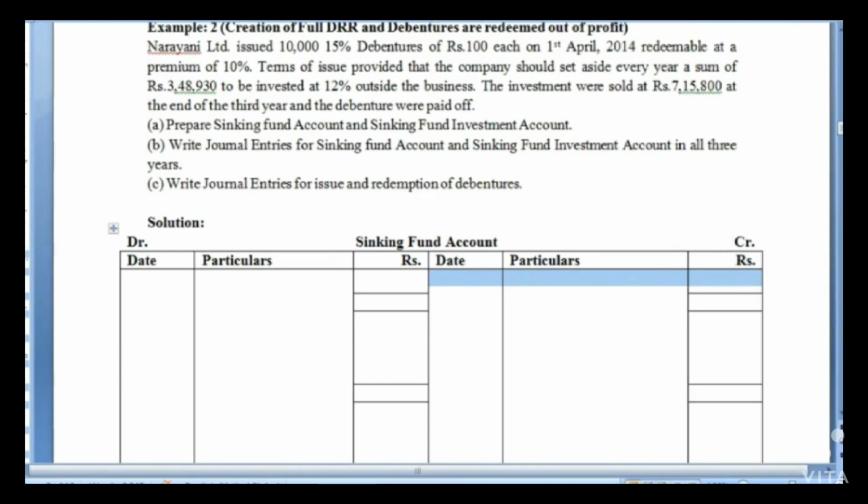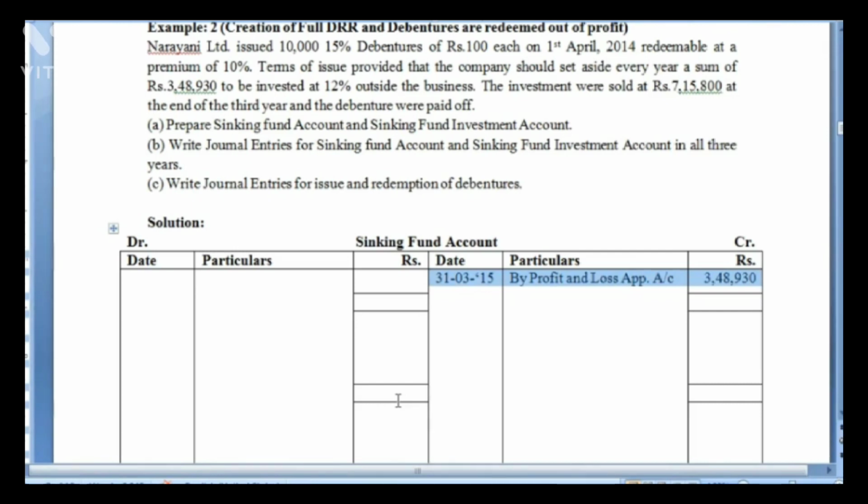Okay, the amount is fixed, 3,48,930, and the journal entry is profit and loss account debit, profit and loss appropriation account debited to sinking fund account.